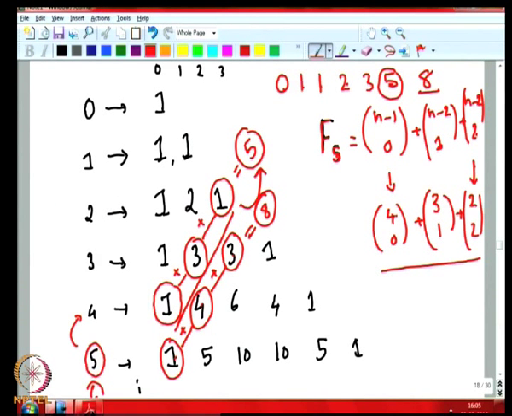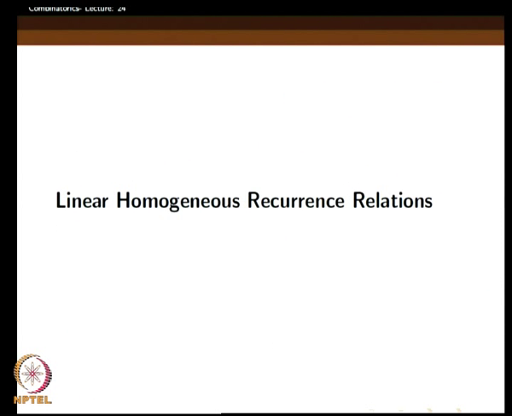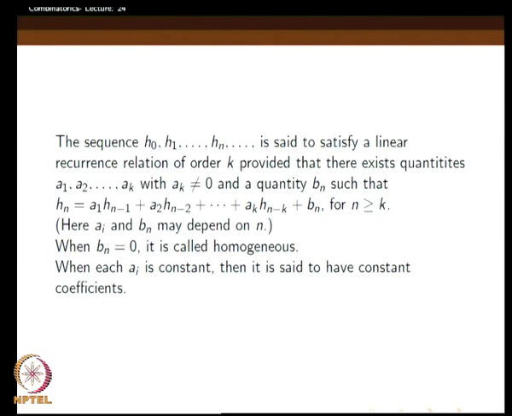Now, I will go further to formally consider some more general kind of recurrence relation. So, we just studied Fibonacci recurrence relations here. Now we will consider the same type of recurrence relation, but in a generalized setting. So, we will consider this thing called linear homogeneous recurrence relations. This is the next thing, right. So, what is this linear homogeneous recurrence relation?